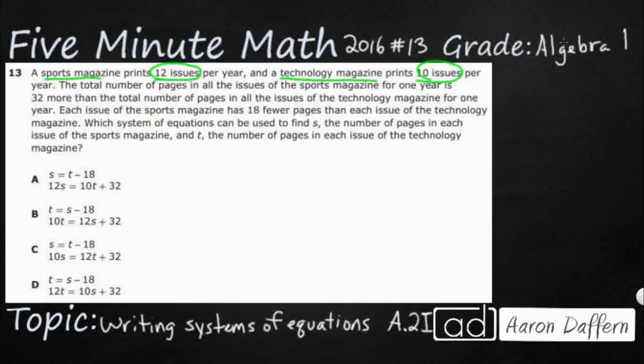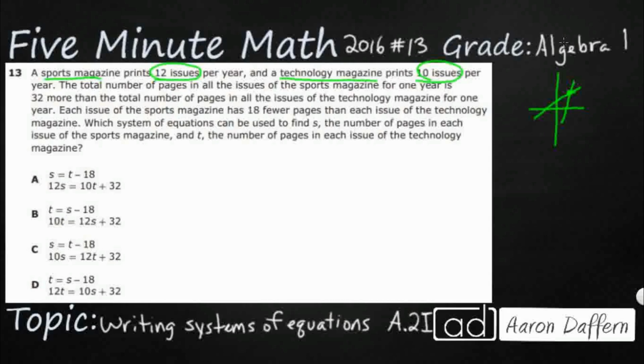We need to find a system of equations. A system of equations is at least two linear equations that have a single solution. So if we were to graph these two, we might find one that goes like this, and maybe one goes like this, and whatever that crossing intersection is, that'd be a solution that fits both equations. That's what we're looking for.